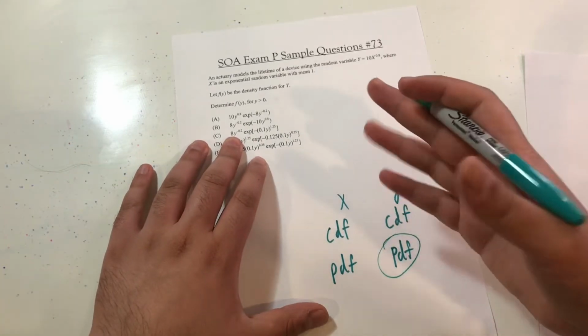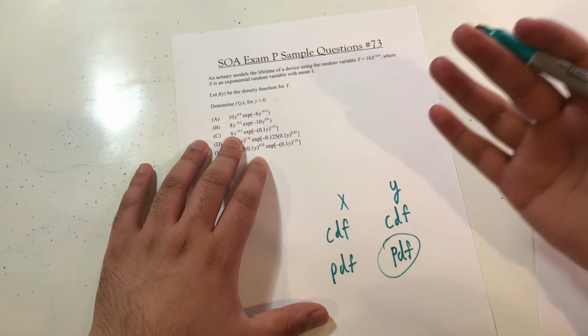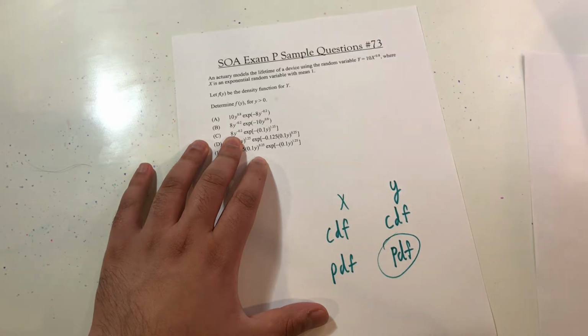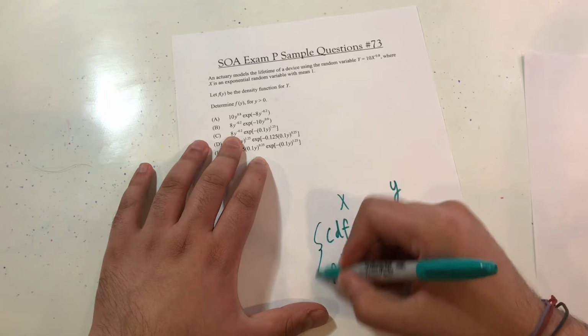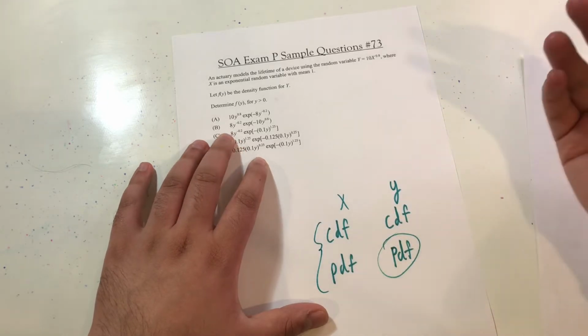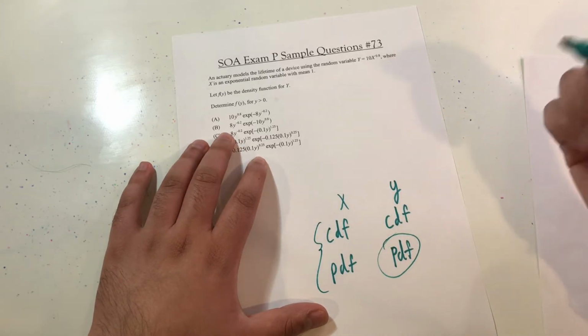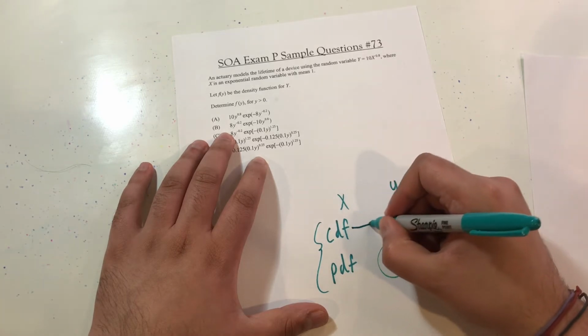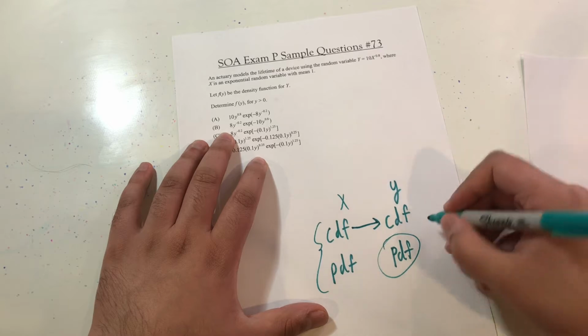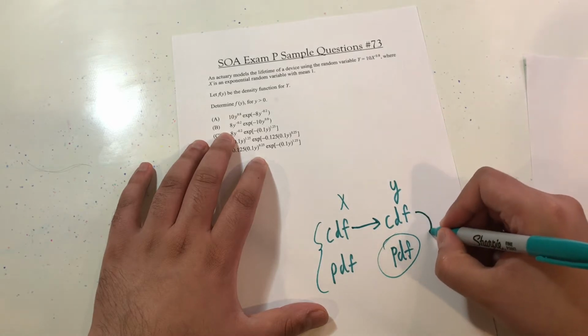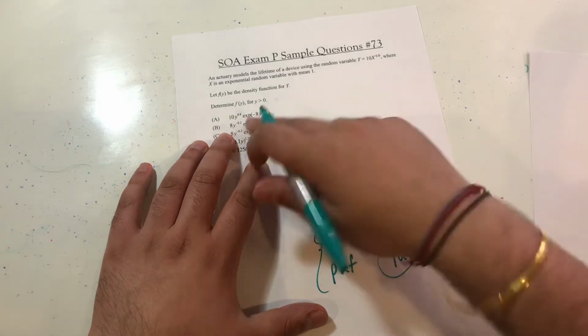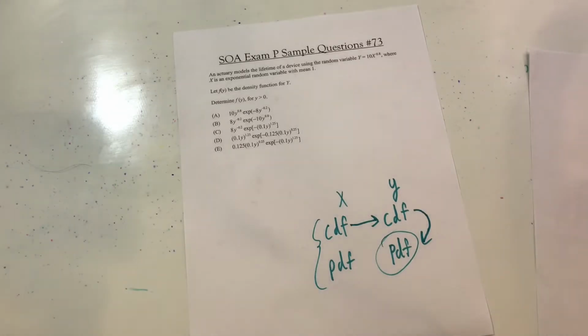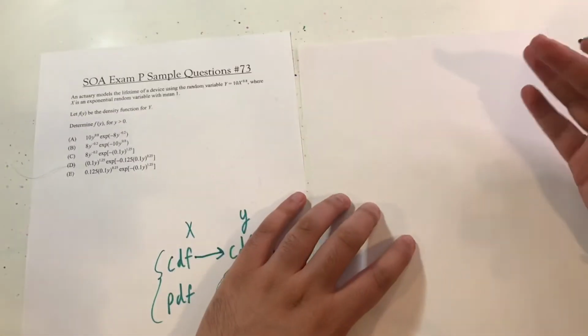because x, we're told that it's exponential, we should know the CDF and PDF, right? So what I'm going to do is use the CDF of x to get the CDF of y. And then I'm going to differentiate the CDF of y to get the PDF of y, which is what the question actually calls for.